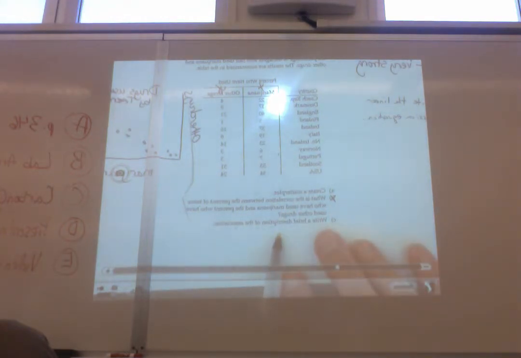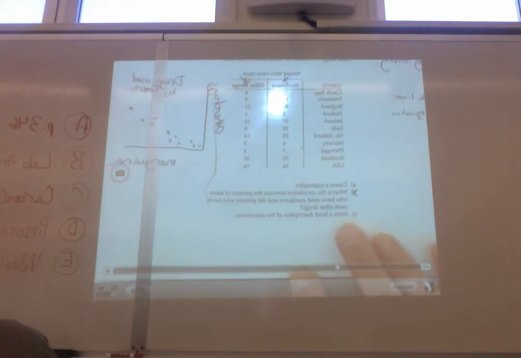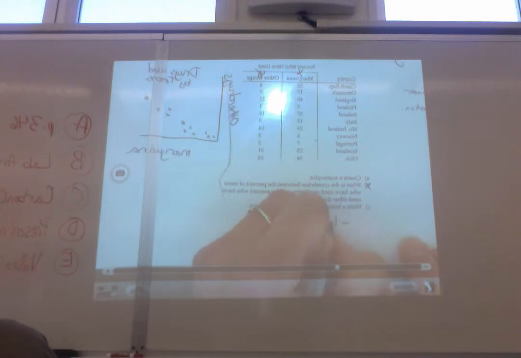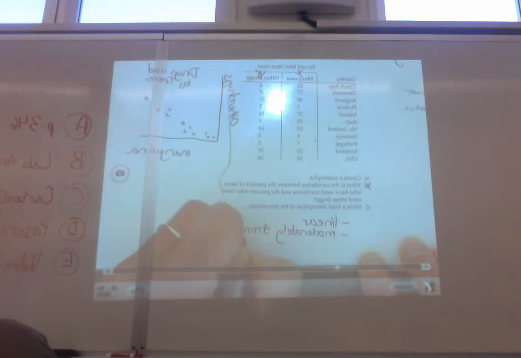Write a brief description of the association. So, what do we see? Do we see an association? What are some of the words we could use to describe this association? Linear association. Linear. Should we call it strong or moderately strong? Moderately. Moderately strong. Would we call it positive or negative? Positive.